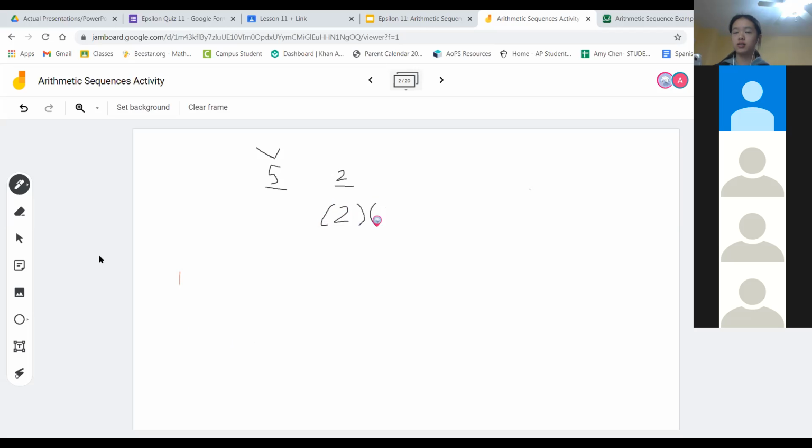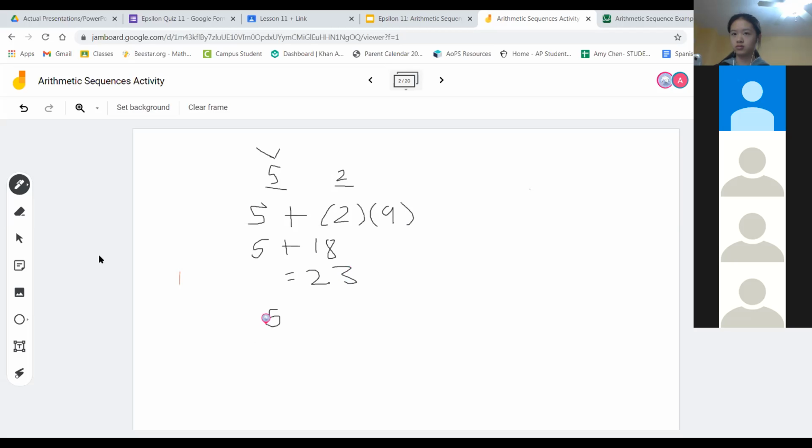Okay. All right, so we have 9 leaps, and each leap has a common difference of 2, right? And we also have to add 5 to that because we're going from 5. That's our initial term. So 9 leaps, each leap is 2. So that's 5 plus 9 times 2, which is 18. That is 23. So our final term is 23, and our initial term is 5.